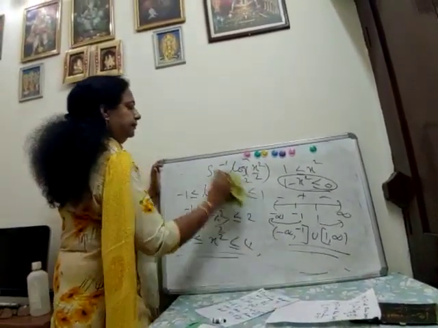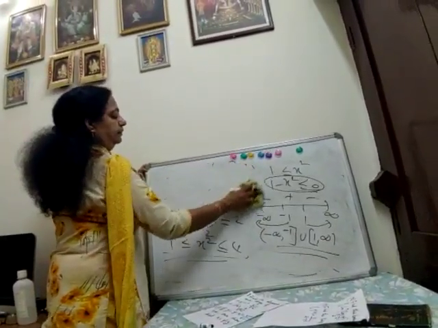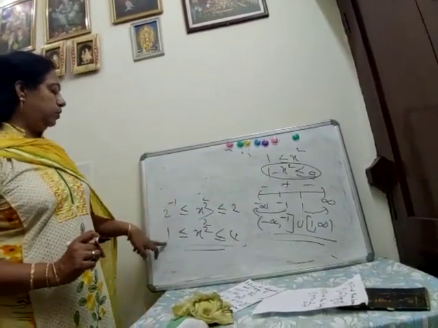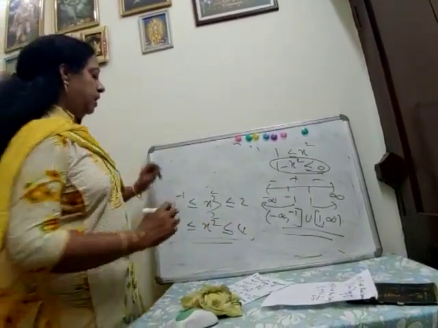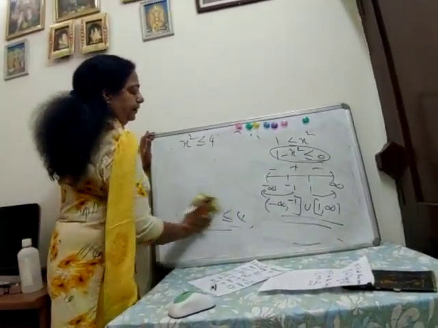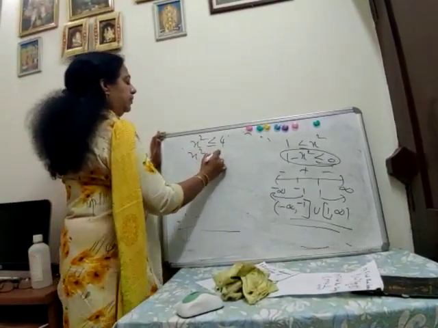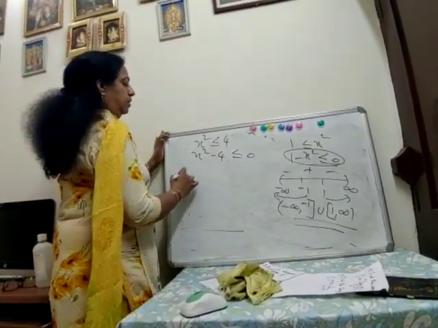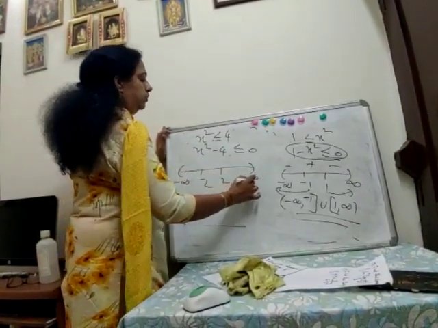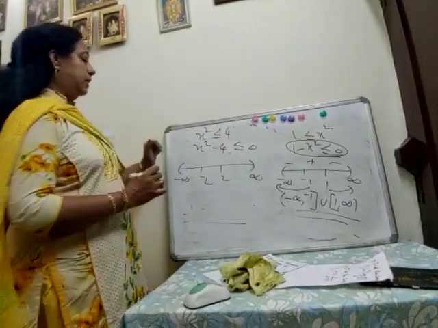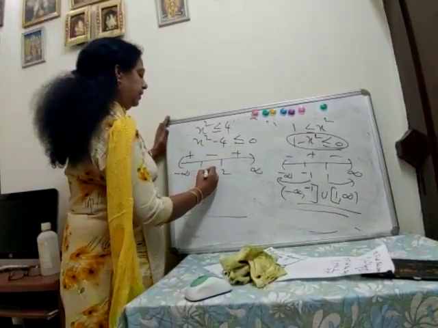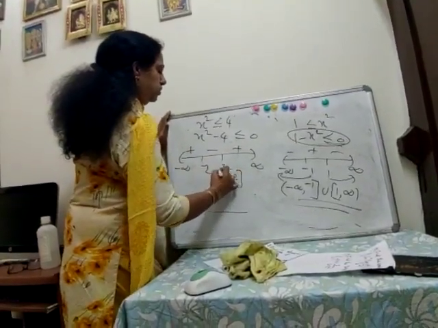Here when you are cross multiplying 2 to the power -1 into 2 and 2 into 2, it will be 4. Now x square is less than or equal to 4. Next inequality. Here x square minus 4 is less than or equal to 0. So solution you will have -2, plus 2, infinity. A is positive here, so this will be positive, negative and positive. So we are getting solution here -2 to 2 closed.